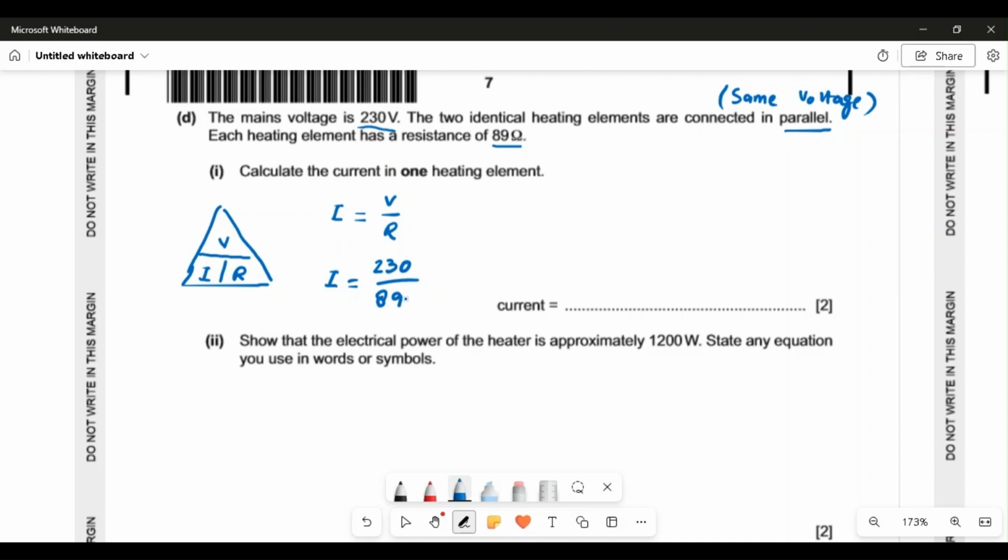and get the answer 2.58. We have to remember that current is always calculated in amperes, so I will round it to 2.6 amperes.